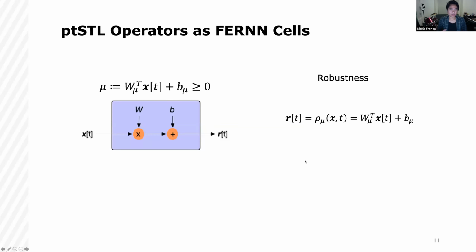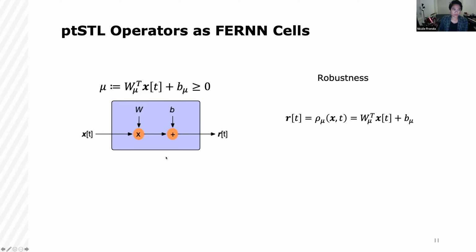We show here an example of how to compute robustness for a single atomic proposition mu within a Fern cell. So this cell takes in a signal input X and outputs a robustness signal R. And this signal can then be passed to other Fern cells that together with the atom will make up a whole formula. And then that string of Fern cells would output a robustness value that represents the robustness of the formula with respect to the signal input.